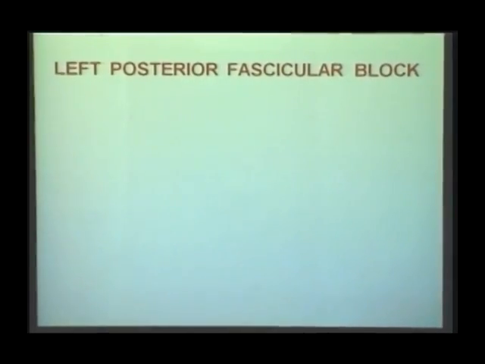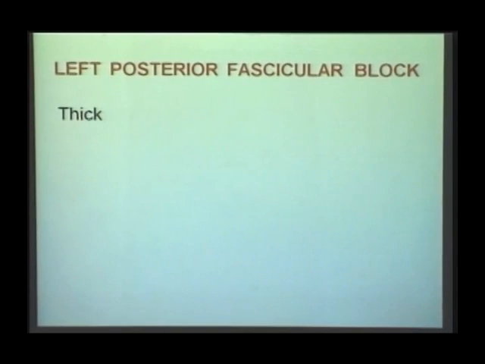Left posterior fascicular block is exactly the opposite. Whatever happened in the inferior leads is going to happen in the superior leads, and whatever happened in the superior leads is going to happen in the inferior leads. That results in a right axis deviation here. Let us see what's happening in left posterior fascicular block. The last fascicle to be affected is the left posterior fascicle. As I told you, left anterior fascicular block is the first one to be affected, whereas left posterior fascicular block is the last one to be affected.